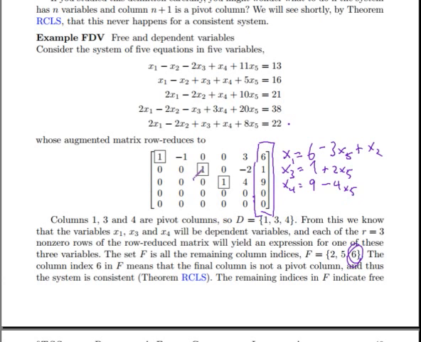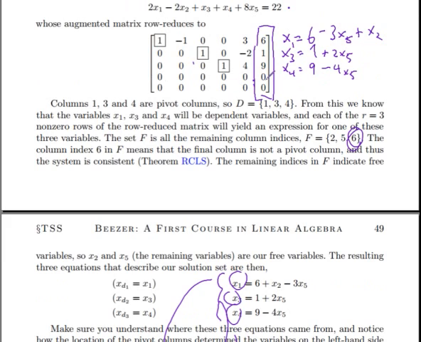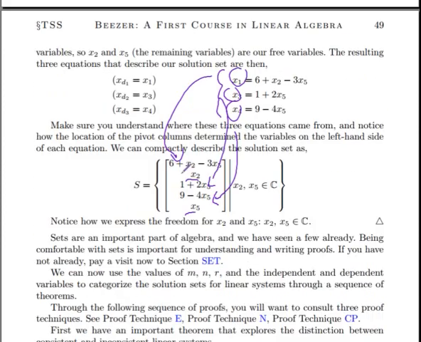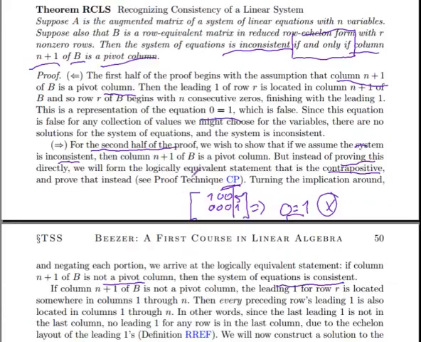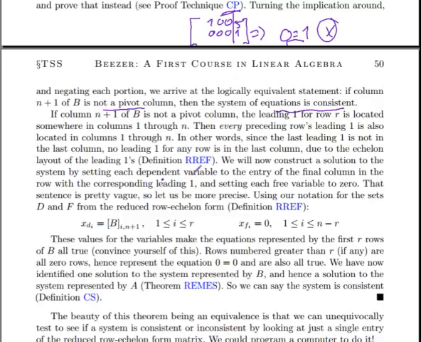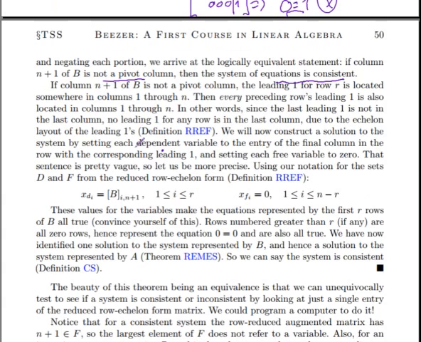So the point of this proof is that whenever the last column is not a pivot column, you can always do this. You can set all free variables equal to 0, and then the pivot variables, or dependent variables, are determined by the value in the last column. And that will always give you a solution to the system of equations. So that's really the idea behind the proof here.